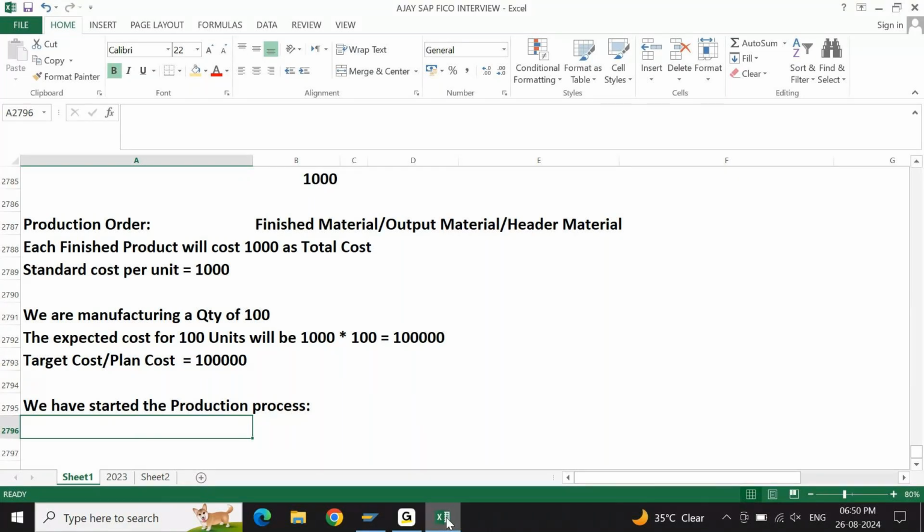Once your production is started, you need to start issuing the raw material, right? Without issuing the raw material, without consuming the raw material, you will not be able to initiate the process. Now you are going to issue the raw material. When you are issuing the raw material, you are consuming it. Your stock is going in or going out? Going out.